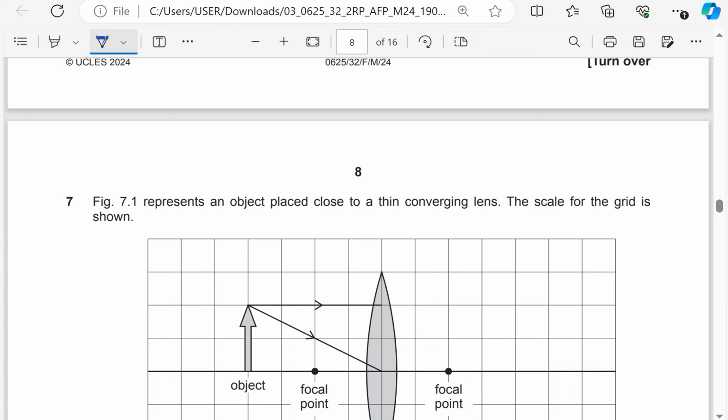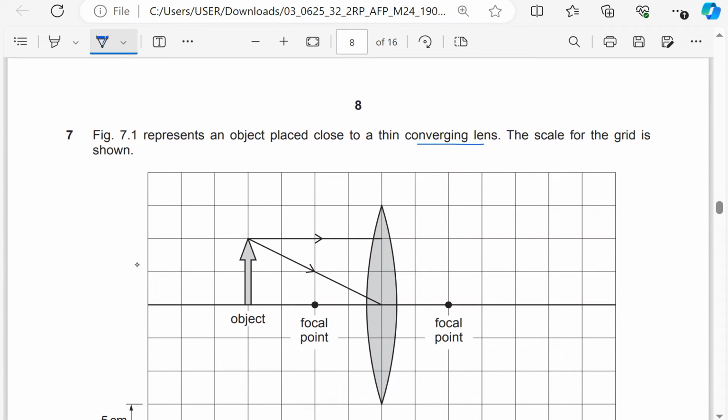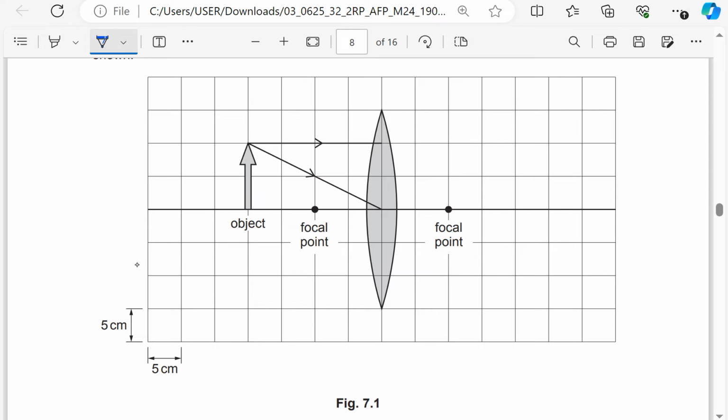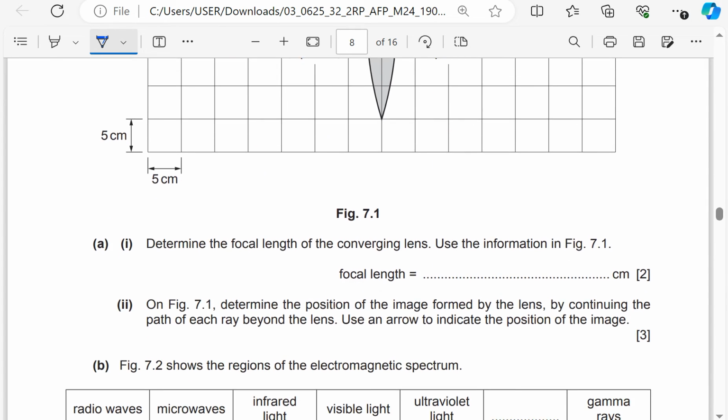Then the figure represents an object placed close to a thin converging lens. It is converging. The scale for the grid is shown. So one box is 5 centimeters in the horizontal and in the vertical. Determine the focal length of the converging lens. Use the information in the figure 7.1. So let's check the focal length.